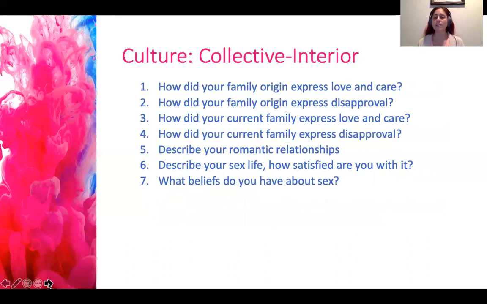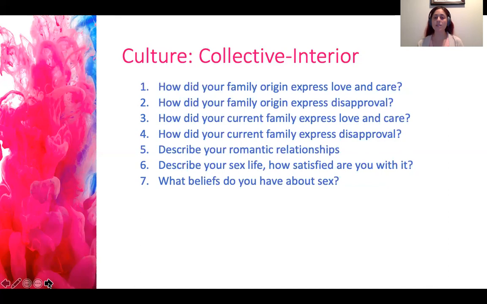All right, these questions here get at love and care and disapproval from family of origin and current family. These can be helpful to figure out love language, to figure out past hurts, to figure out who the person has positive relationships with. So these are great.